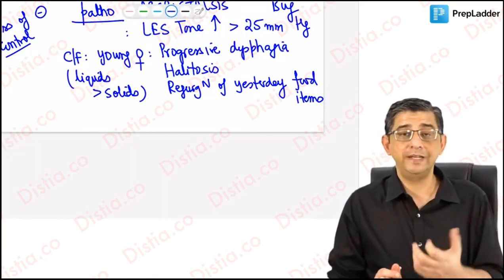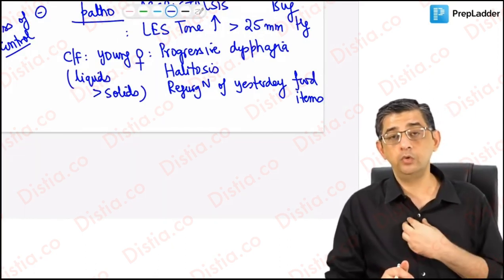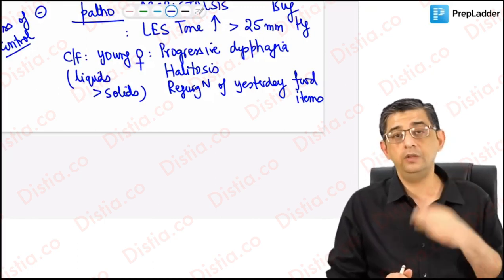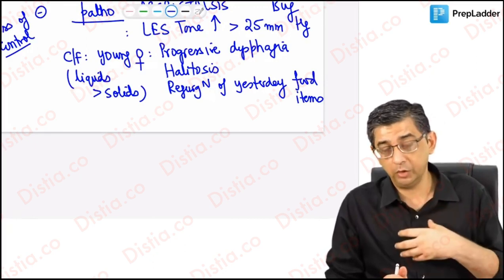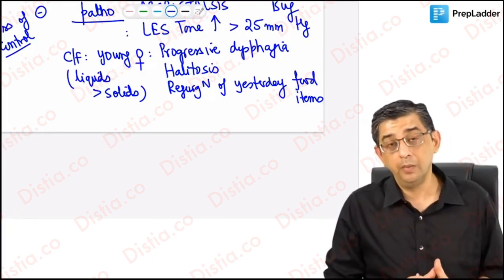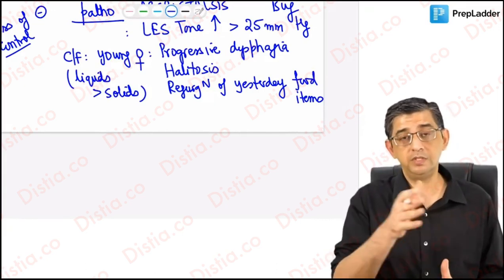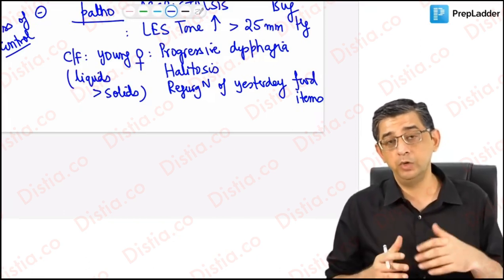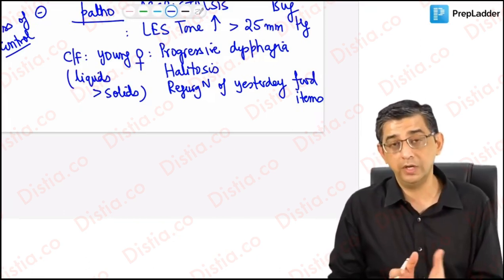You see, liquids are lighter, so the weight of the liquid may not be sufficient to open the sphincter. So he might have to drink lots and lots of water, and then the weight of the water becomes substantial enough that the sphincter relaxes and the water goes down. But if you compare liquid versus solid, solid is heavier. So the weight of solid will be more. It will be able to open the sphincter and the food will go down relatively better.